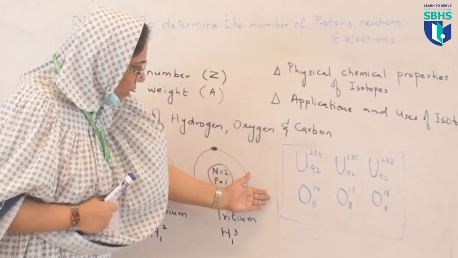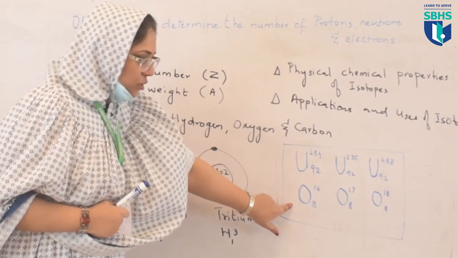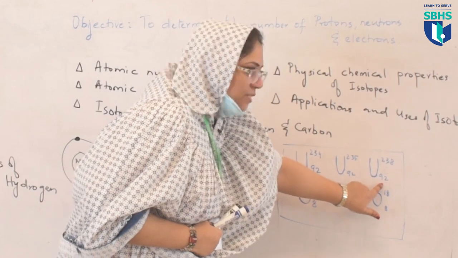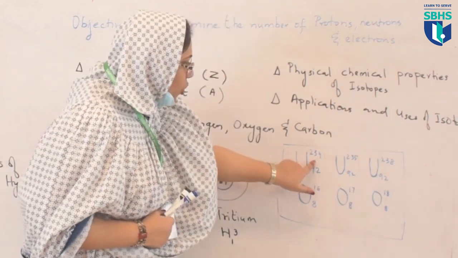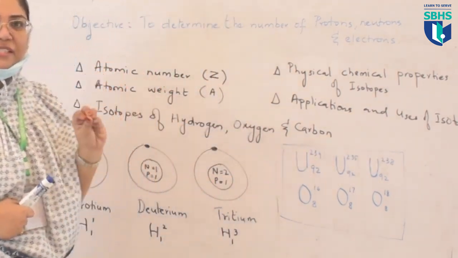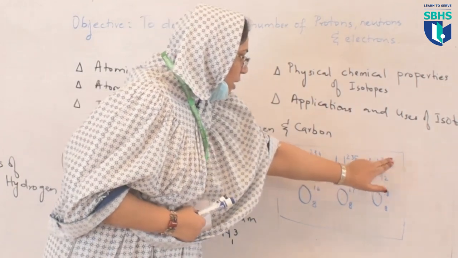There are another 2 examples I have written, that of uranium and of oxygen. Uranium, as you can see, I have written the atomic numbers all the same, 92. But the atomic weights are all different because again there will be a difference in the number of neutrons. That's why they are different from each other.